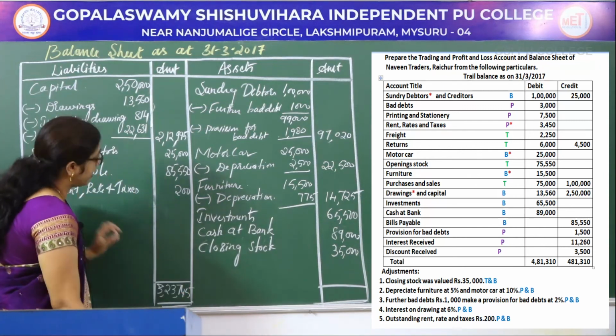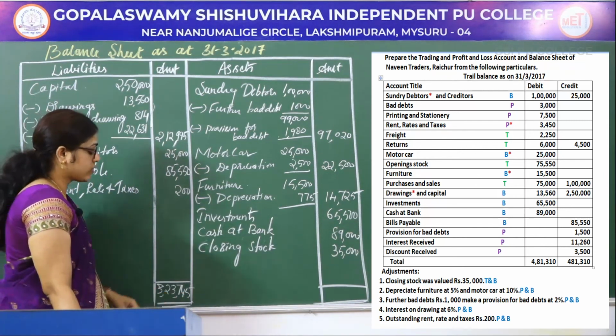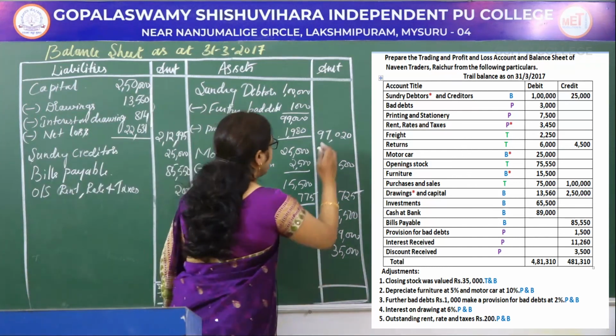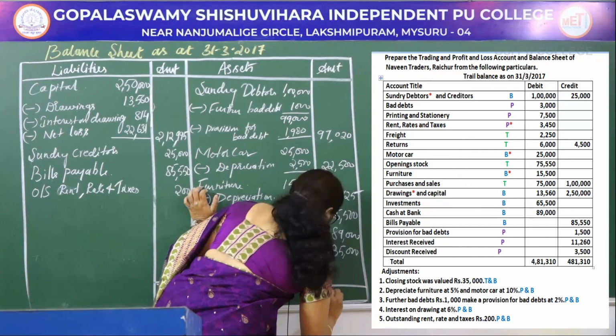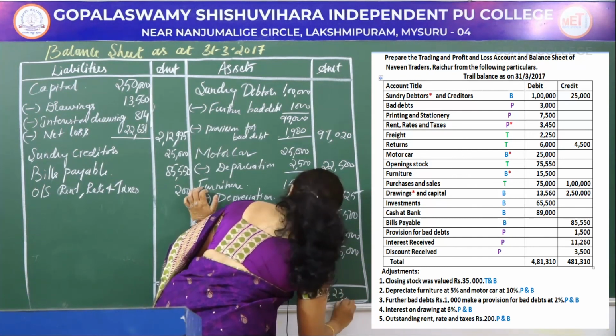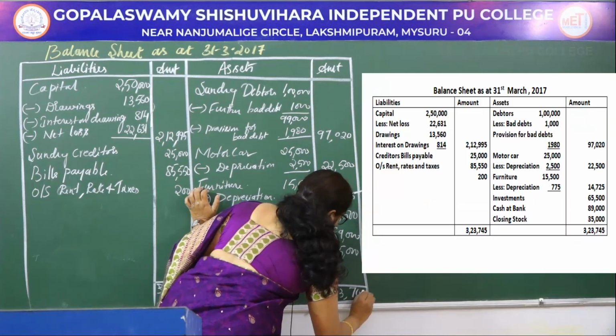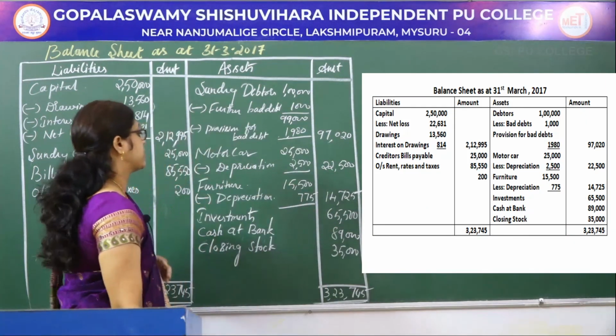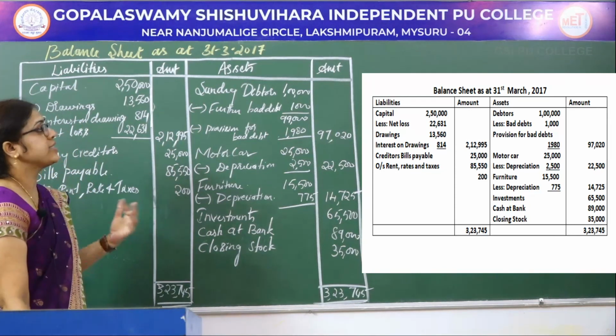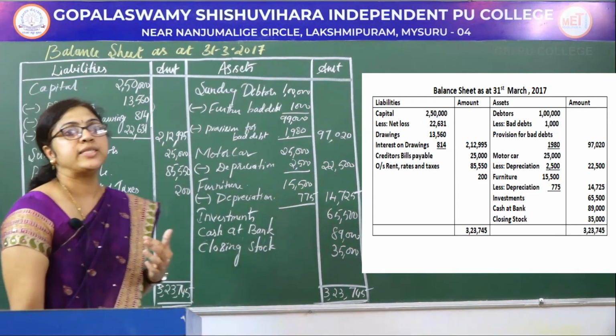So let us total the assets as well as liabilities. So the total of liabilities is 3,23,745. Here also asset side 3,23,745 rupees. So the assets is equals to liabilities.